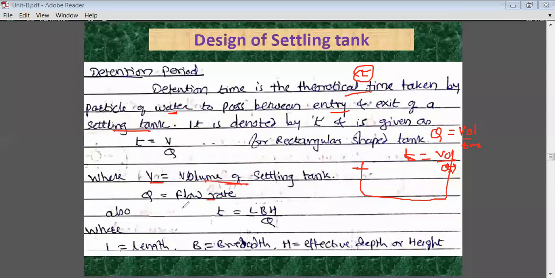Q is the flow rate. Also, instead of the volume, we can put the dimensions of the volume, that is LBH upon Q. So the detention period we can find out using this formula: T is equal to LBH, the volume of the tank, divided by the discharge flowing through the tank.